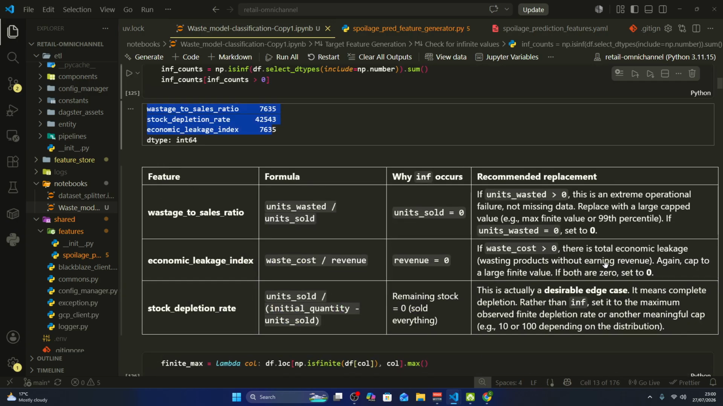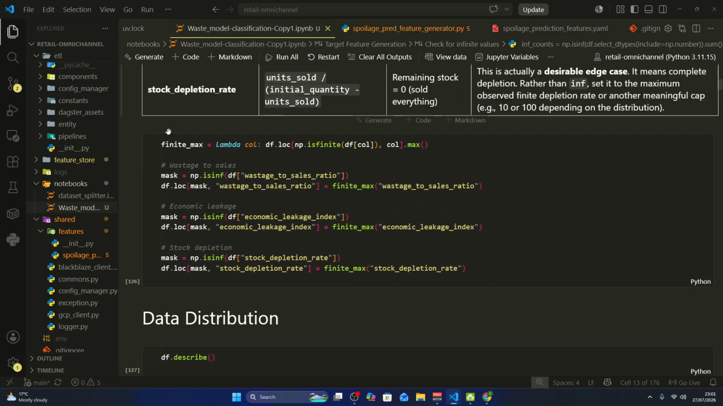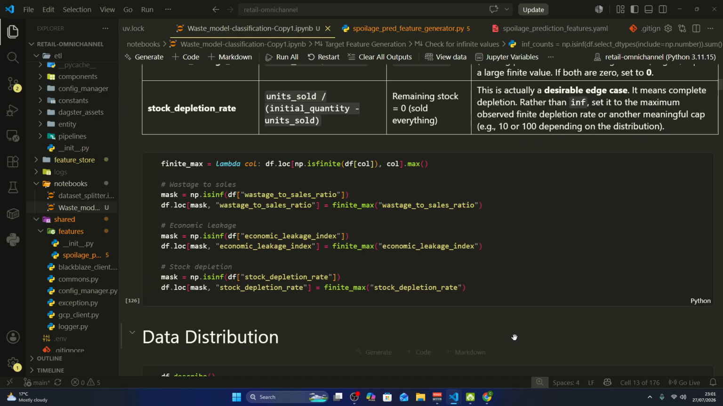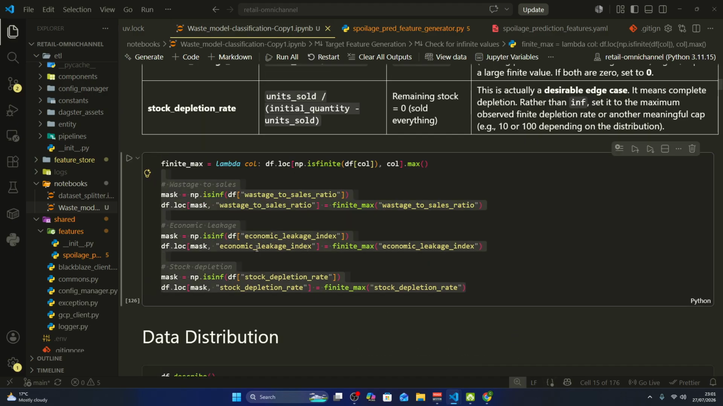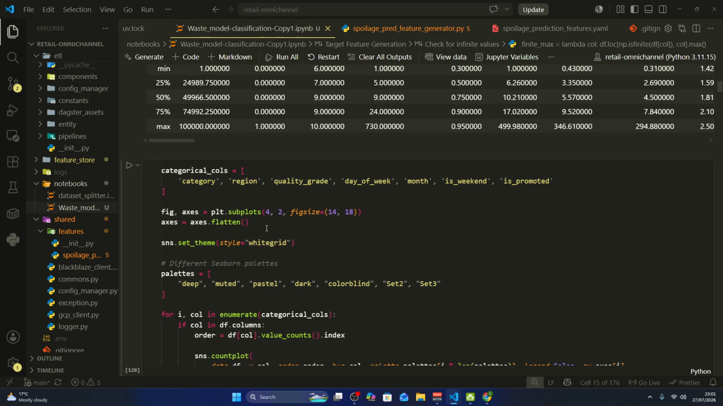Again, you can take this method, go back to your ETL pipeline, and try to fix this when you're generating these features. I think I did that, but this is something you can also consider when you're doing this analysis. Okay, so finite max lambda economic. This is the process that I did: you just look at the maximum value within that feature column, and you just replace it with that.